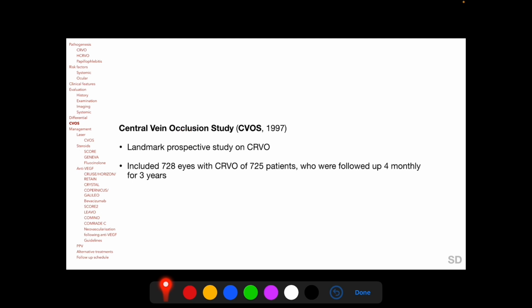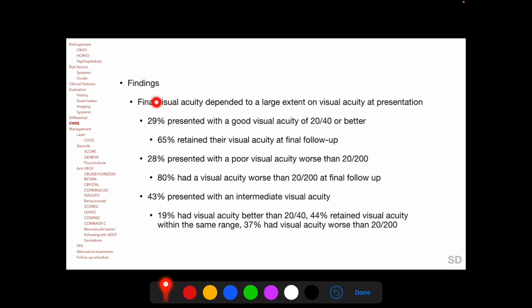The Central Vein Occlusion Study, or CVOS, was a landmark prospective study on CRVO, and it included 728 eyes with CRVO which were followed up 4-monthly for 3 years. It should be noted that CVOS was conducted before anti-VEGFs became available for treatment of macular edema. The CVOS found that the final visual acuity depended to a large extent on visual acuity at presentation, with almost 1/3 of patients presenting with either good visual acuity of 20/40 or better, or a poor visual acuity worse than 20/200, and the remainder, a little more than 1/3 of all the patients, presenting with an intermediate visual acuity between 20/40 and 20/200.